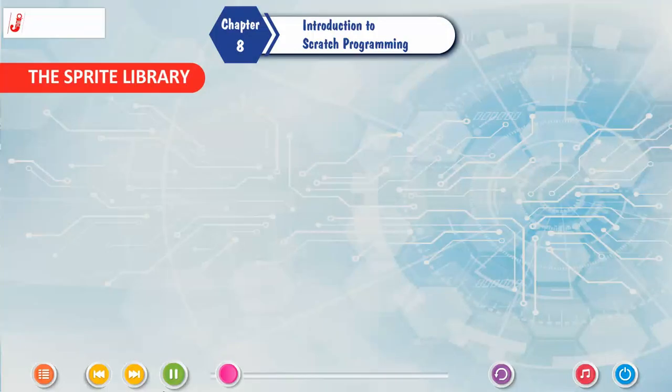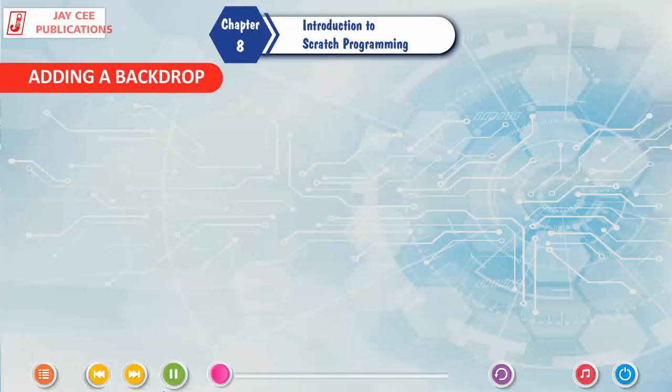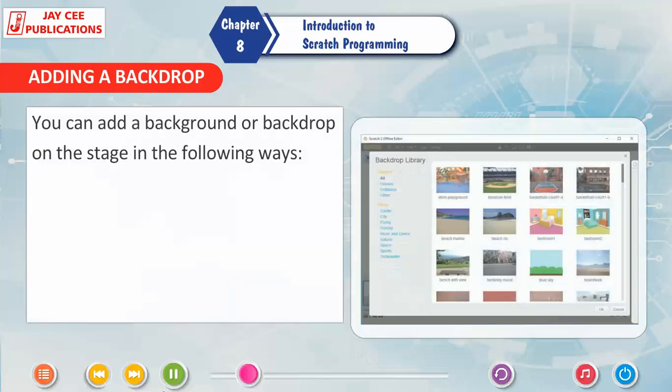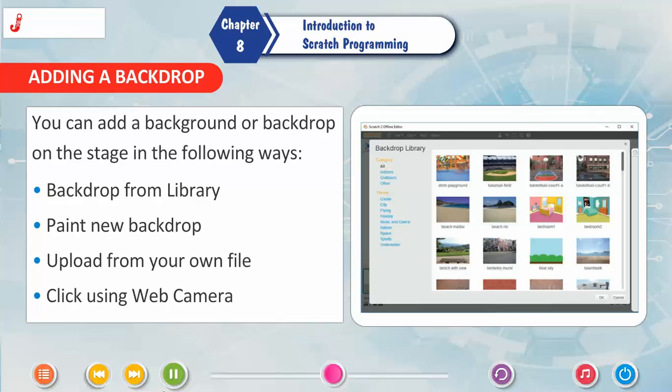The Sprite Library. When you click the option to open the Sprite Library, a special window appears offering many themes or categories of sprites. Adding a background. You can add a background or backdrop on the stage in the following ways. Backdrop from library. Paint new backdrop. Upload from your own file. Click using web camera.